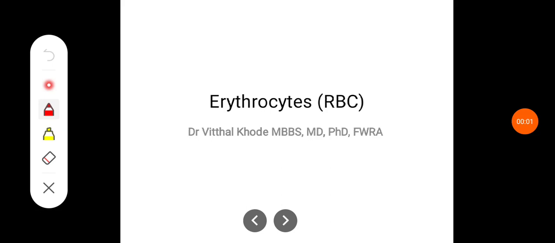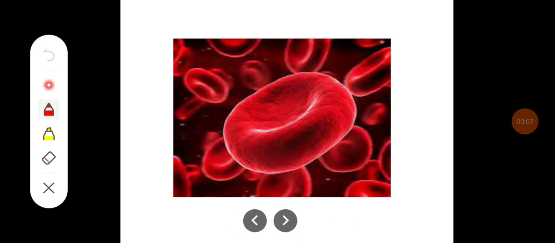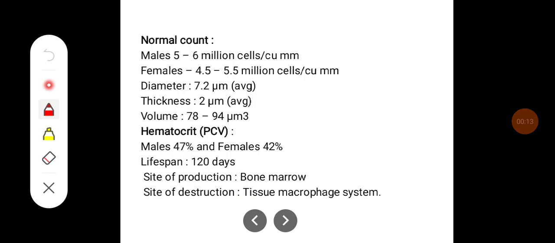Hello everyone, here we'll try to learn about erythrocytes. They're also called red blood cells. So this is the structure of a red blood cell, which is red in color and has a biconcave shape. The normal count in males is around 5 to 6 million cells per cubic millimeter of blood.